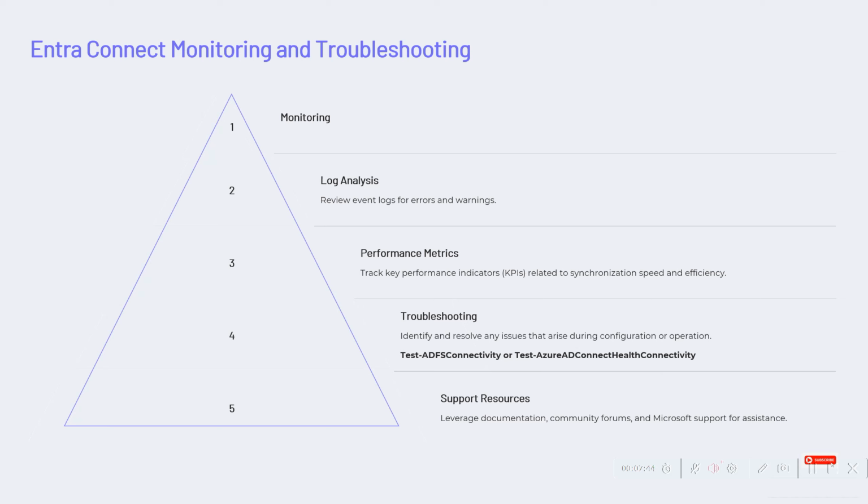Second is resolving issues. Once we've identified the problem, we move on to resolving it. For configuration issues, we can use rollback options or rerun the Entra Connect wizard to fix any settings. Keep Entra Connect up to date, as updates often fix bugs or address compatibility issues.